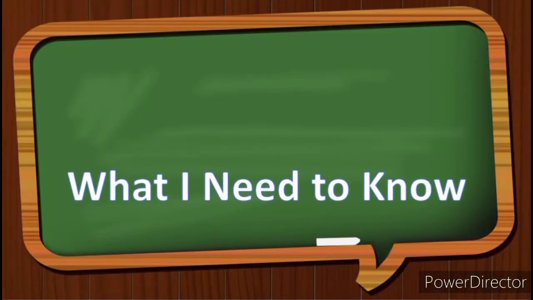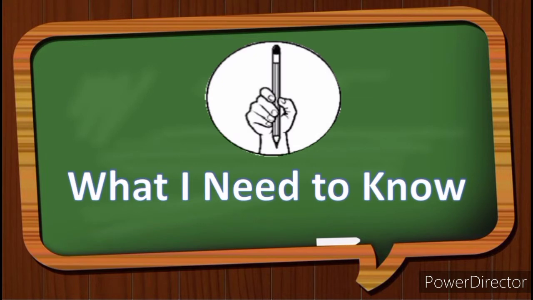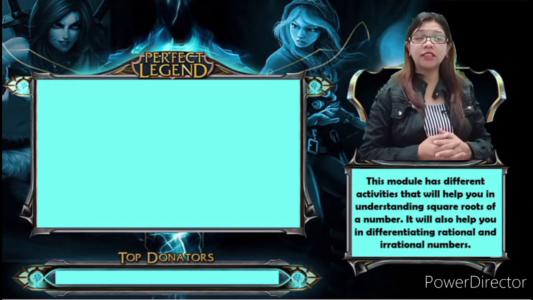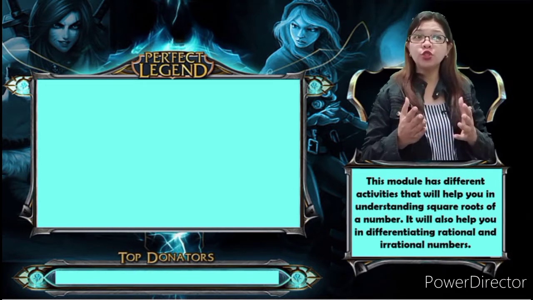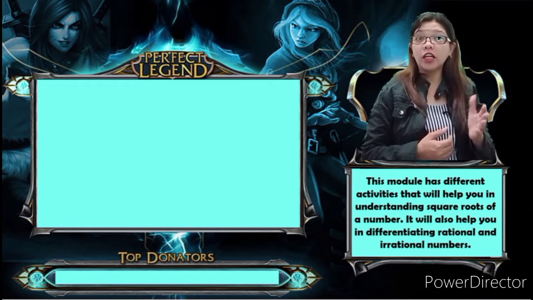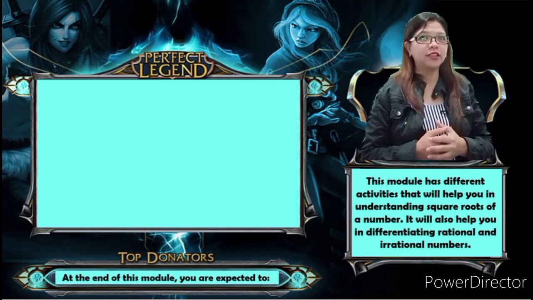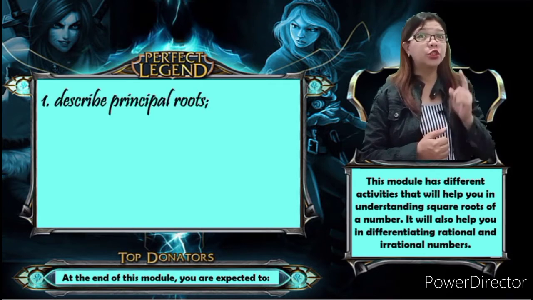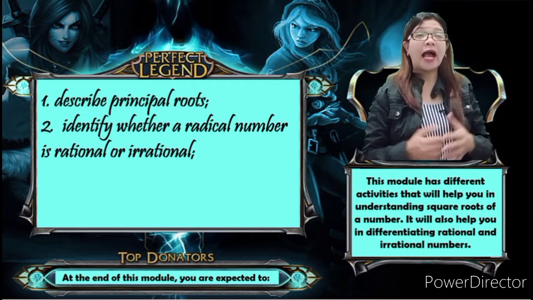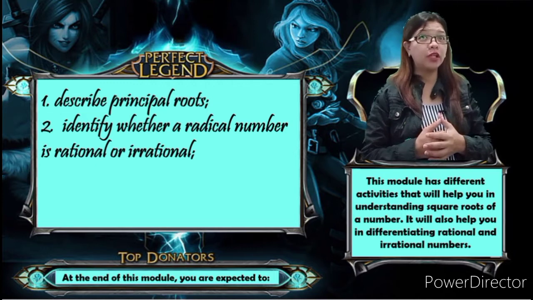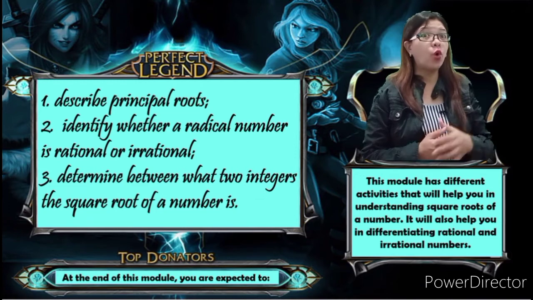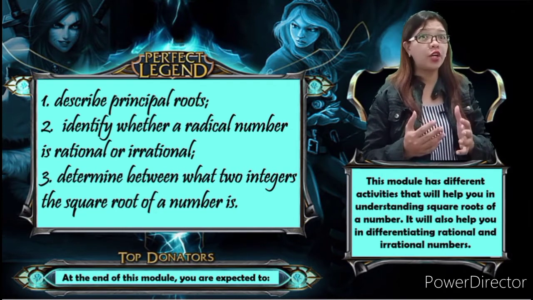What I need to know. This module has different activities that will help you in understanding the square root of a number. It will also help you in differentiating rational and irrational numbers. At the end of this module, you are expected to describe principal roots, identify whether a radical number is rational or irrational, and determine between what two integers the square root of a number is.